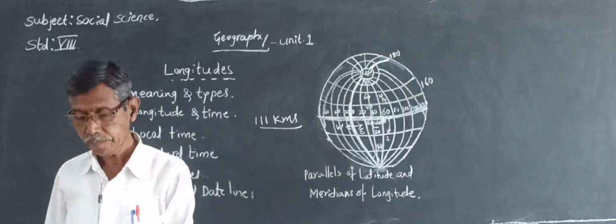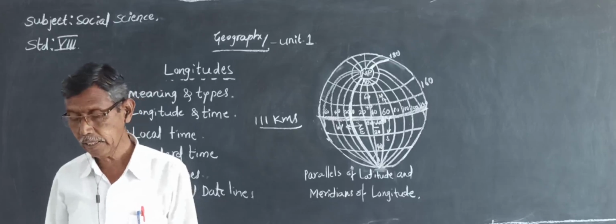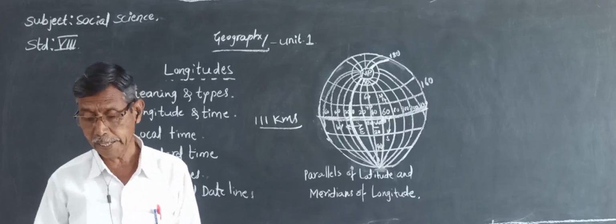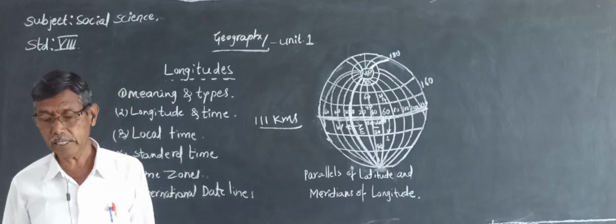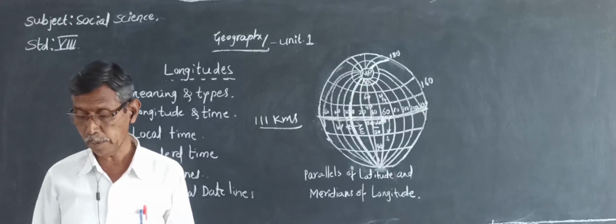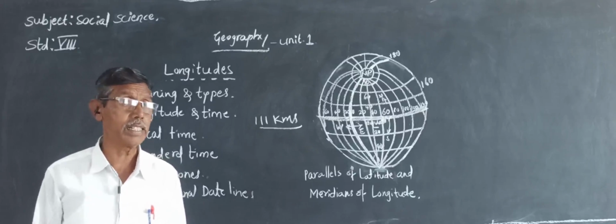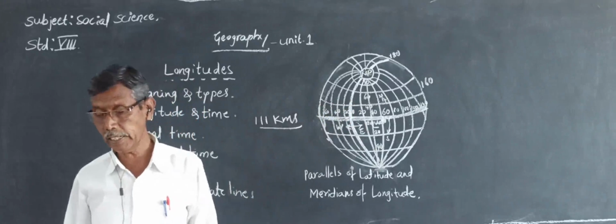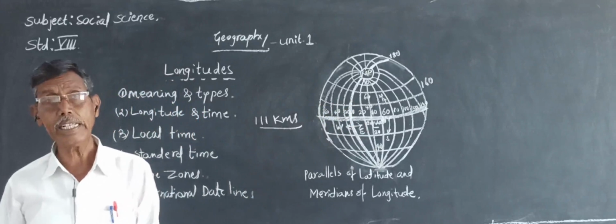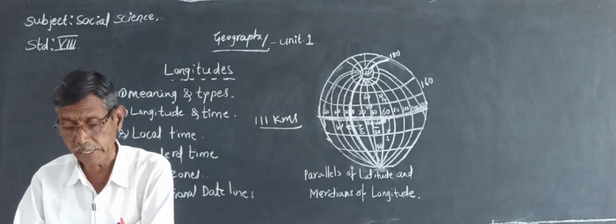Now, there is a definite relationship between time and longitudes. The Earth is rotating on its axis and completes one rotation in 24 hours. The Earth completes its rotation in 24 hours; that is, it takes 1 day.